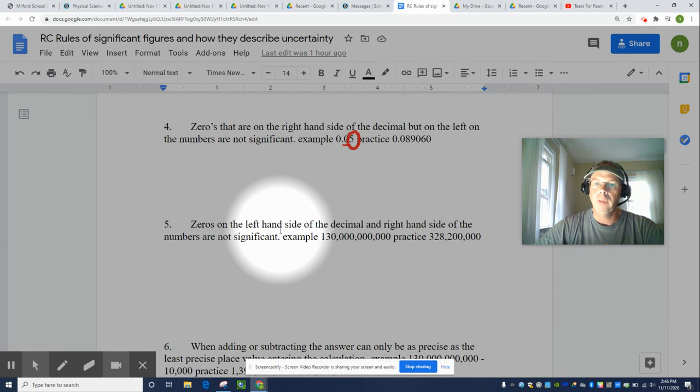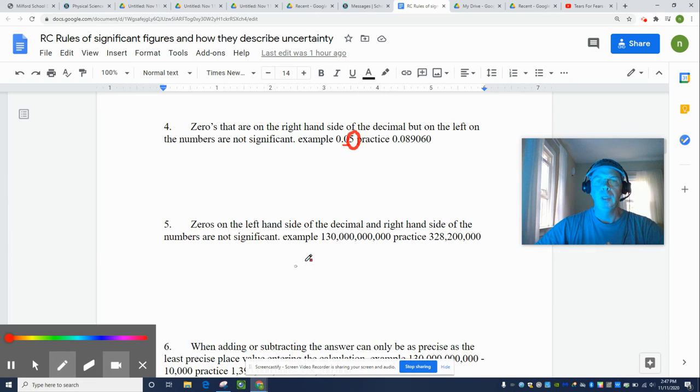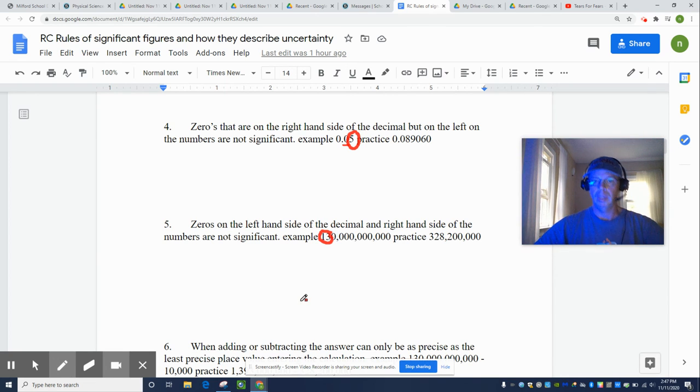Zeros that are on the left-hand side of the decimal and to the right-hand side of the number are not significant. Right, so left-hand side of the decimal, there's no decimal here, but it's obviously implied. These are to the left of the decimal, but to the right of the numbers. So there are only 2 significant figures. All of these zeros are place-holding zeros. They describe how big it is, but they don't describe the range of uncertainty. This has a really big range of uncertainty.